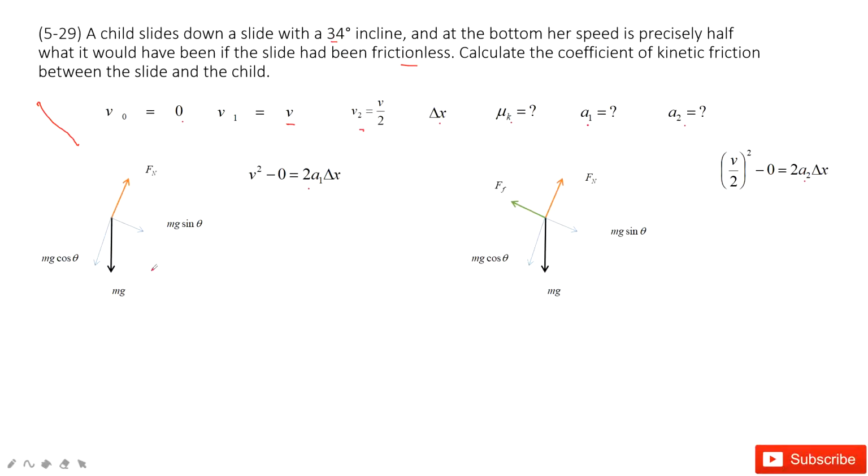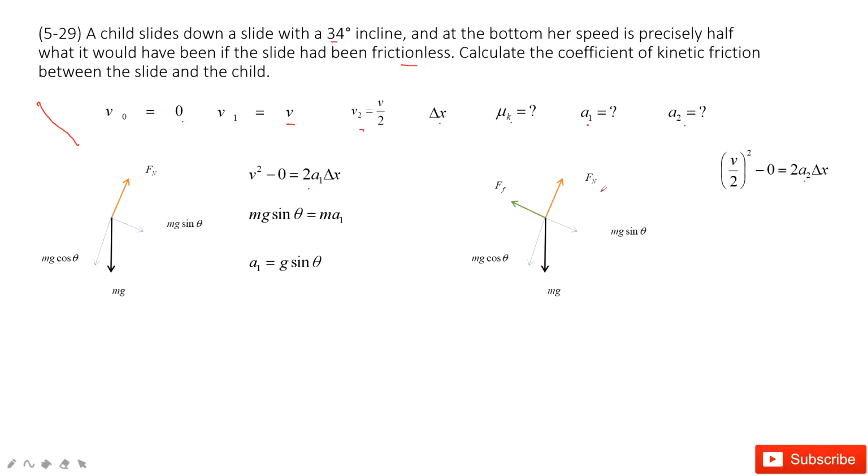Now, we need to connect the acceleration with the coefficient. So we'll do the force analysis first. First, we look at case 1, frictionless. In the y component, we have N minus mg cosine theta equals 0. So the acceleration in this case is just from mg sine theta. In the x component, mg sine theta equals mass times acceleration. So a1 is g sine theta.